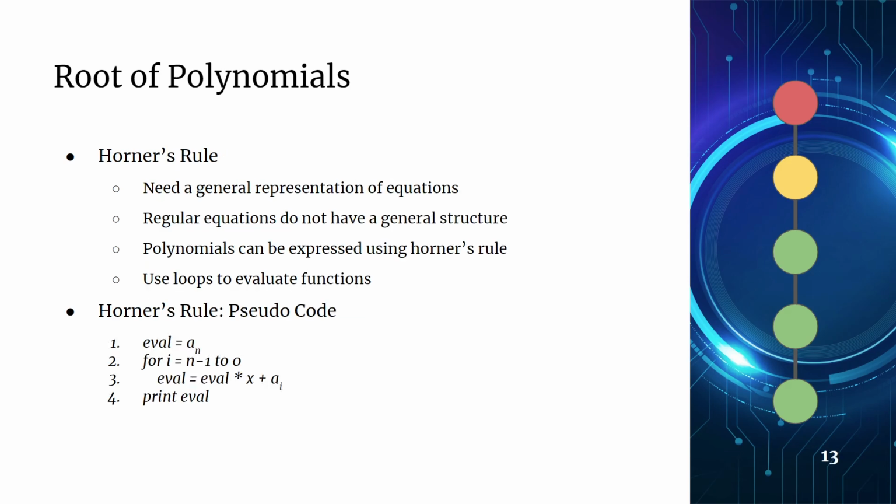Next comes Horner's rule. Okay, so let us consider an equation, 2x square plus 5x plus 6 equals to 0. Suppose this is an equation given. I don't know if the equation is correct or not. This is just a sample.